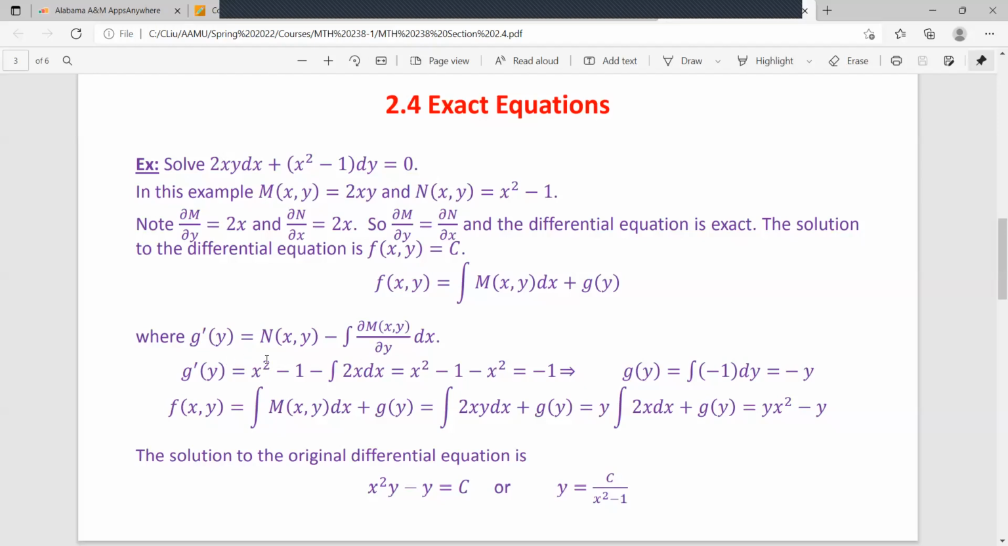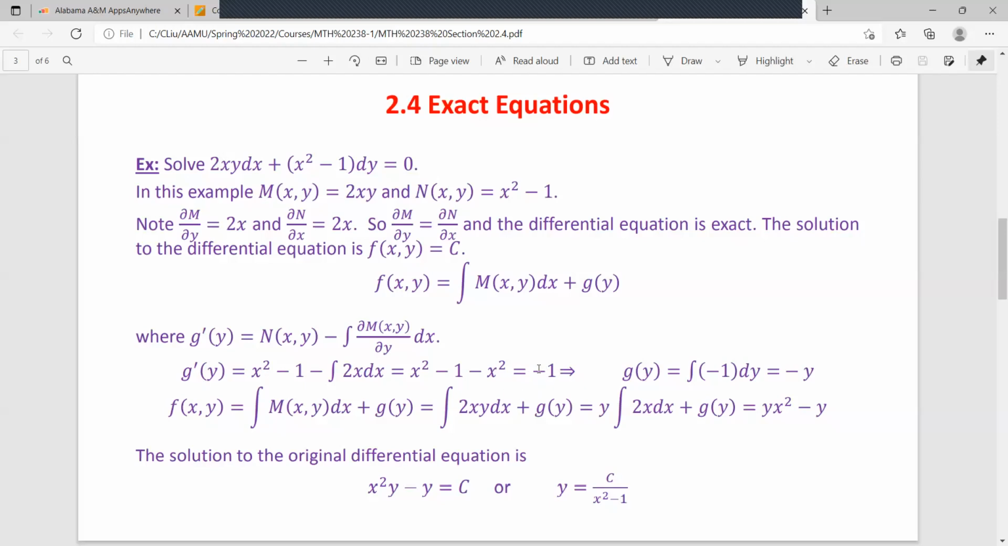So g prime equals N minus the integral of partial M partial y dx. We know N is x squared minus 1, and partial M partial y is just 2x. So just plug in those, and integrate 2x with respect to x, you get x squared. Everyone knows how to do that. So then you have x squared, negative x squared to cancel. So the answer is -1. So g prime is just -1.